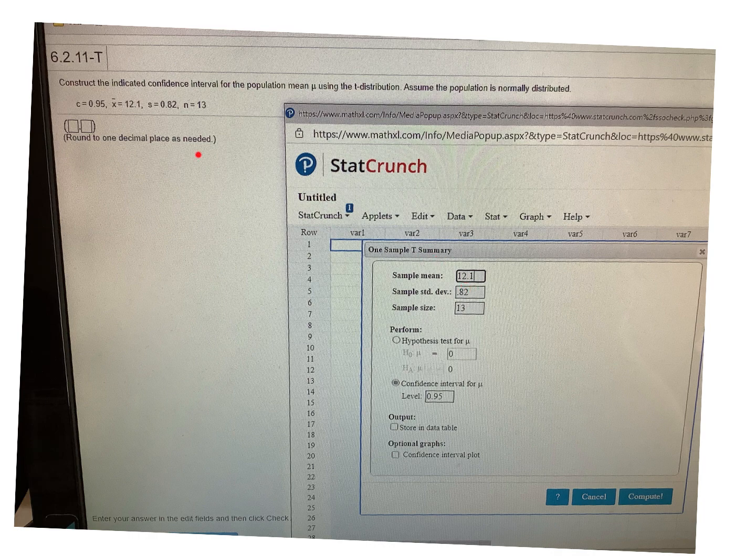Then you just put in the values you're given: 12.1, 0.82, 13, and a 95% confidence interval. You click compute, and it'll give you the upper and the lower limits. The lower limit goes here, the upper limit here, just once you round to one decimal. So StatCrunch will do the calculations for you.